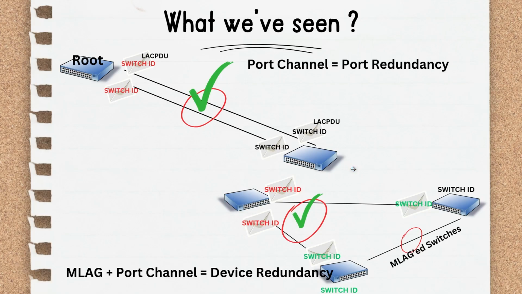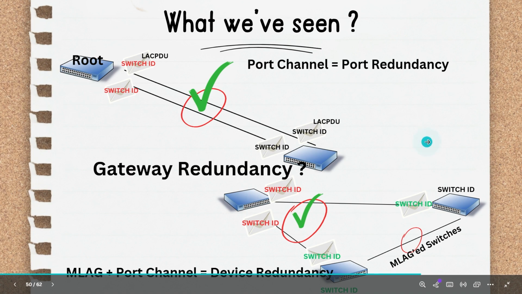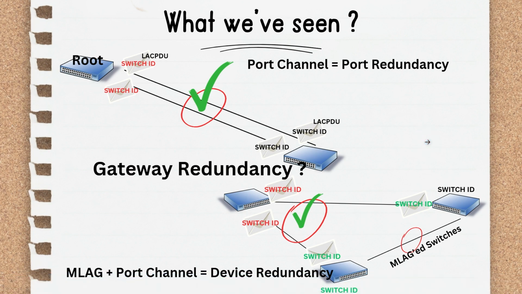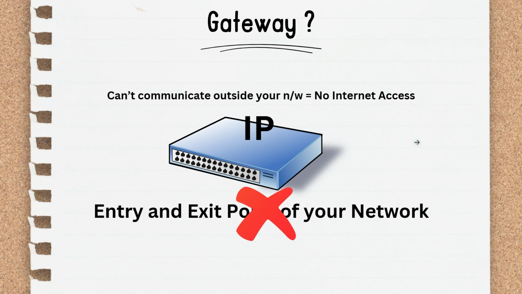So we have seen port channels, right? Port channels provide port redundancy. MLAG plus port channel provides device redundancy. So what about gateway redundancy? Obviously, an IP gateway is nothing but an IP address which is the entry and exit point of the network. So what if that fails? Then we can't communicate to the outside of the network, and in the worst case we can have no internet access.